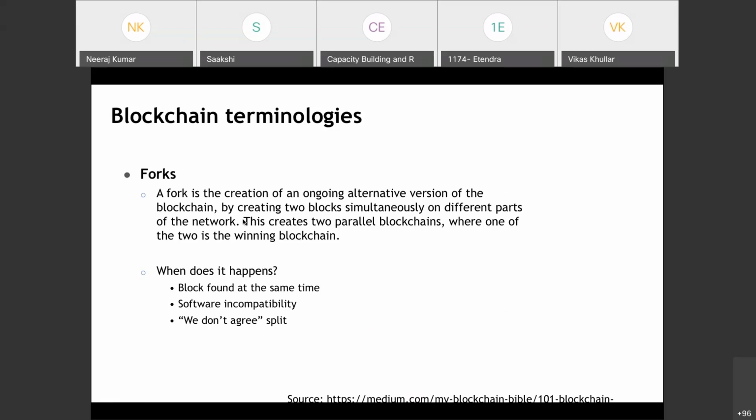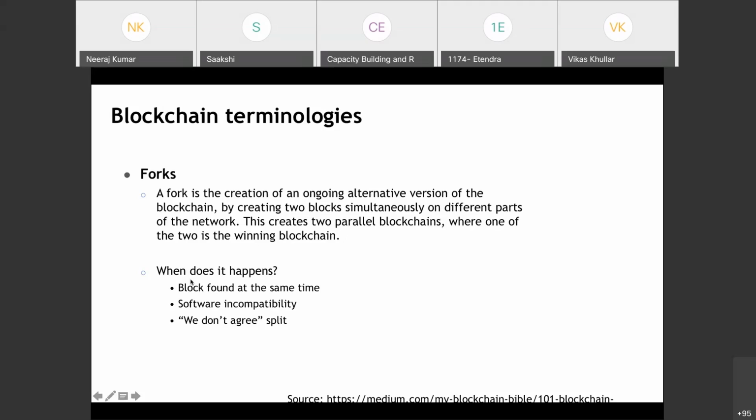Okay, so it creates two parallel blockchains, where one of them is a winning blockchain in terms of having more computing power or more consensus or more votes as compared with the other blockchain. Because if we create two blockchains simultaneously, one of them may not be valid and the other may be valid because of a higher number of votes or consensus as compared with the previous blockchain.